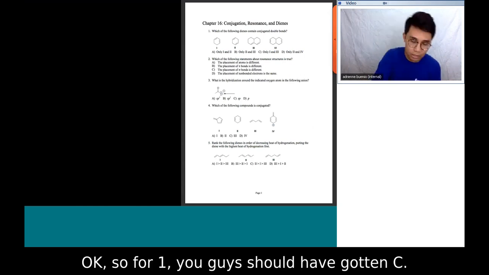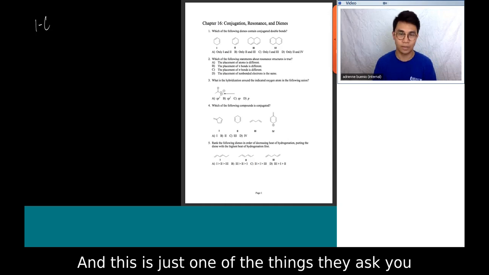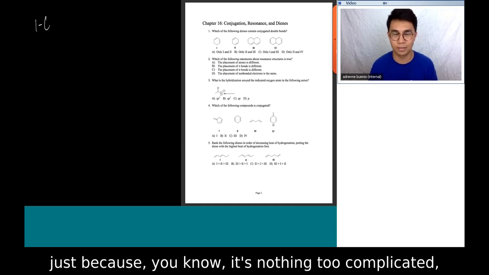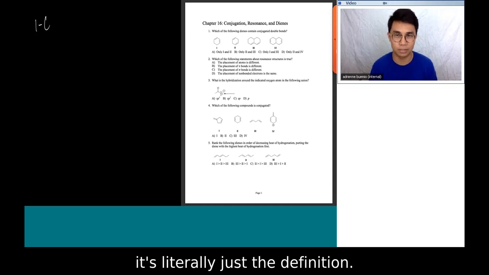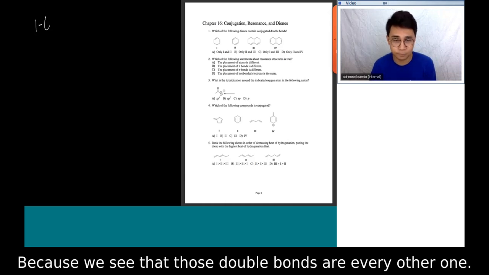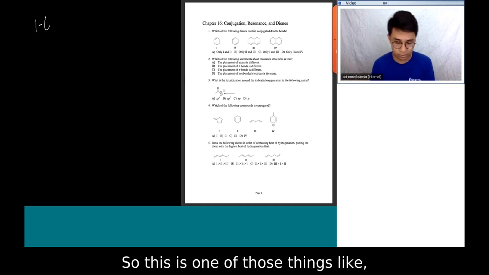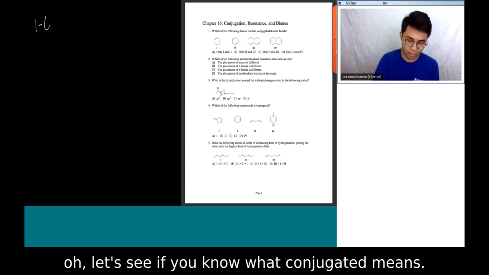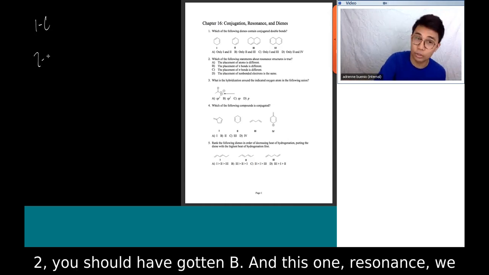Okay, so for one, you guys should have gotten C, and this is just one of those questions they ask because it's nothing too complicated. It's literally just a definition, right? C, 1 and 3, those are the conjugated because we see that those double bonds are every other one, right? So this is one of those things like, let's see if you know what conjugated means. For 2, you should have gone B.